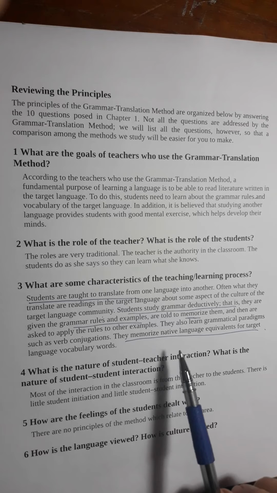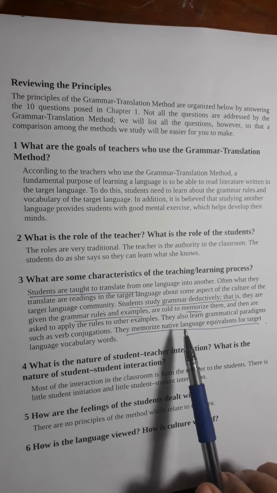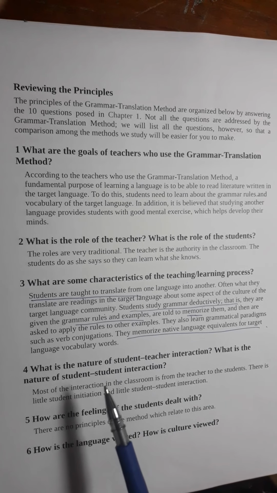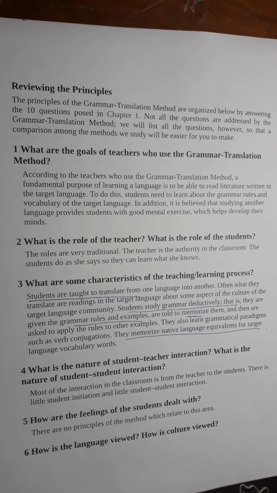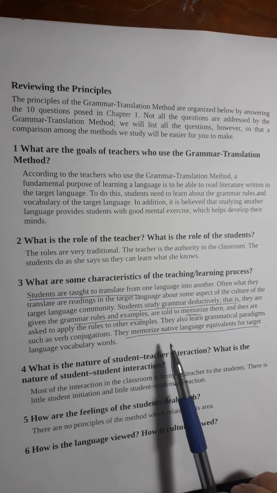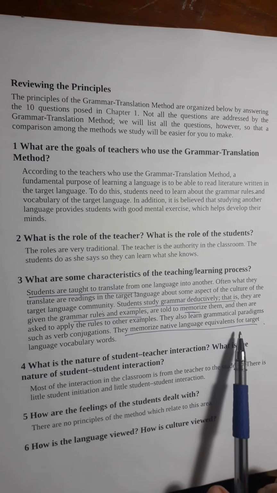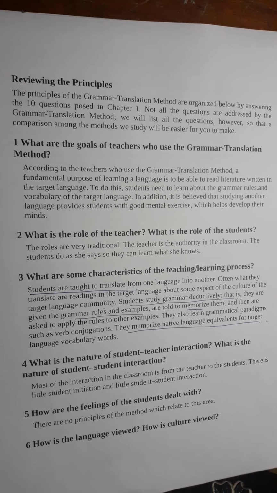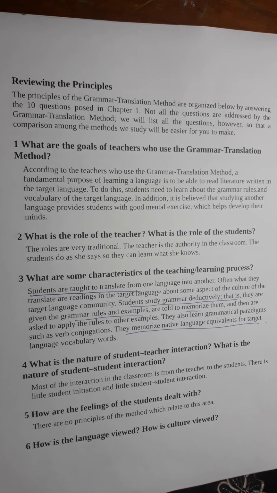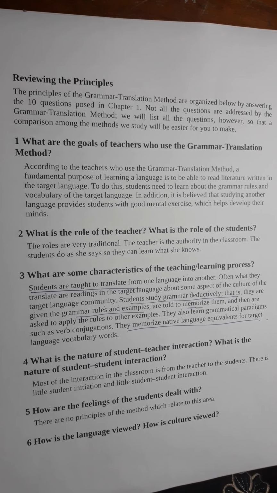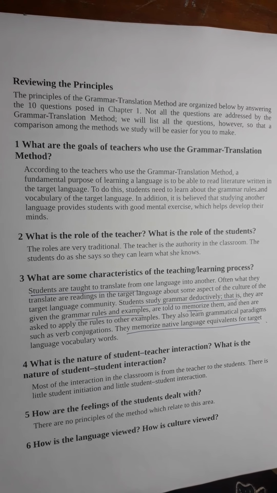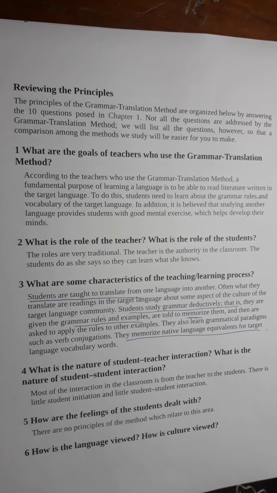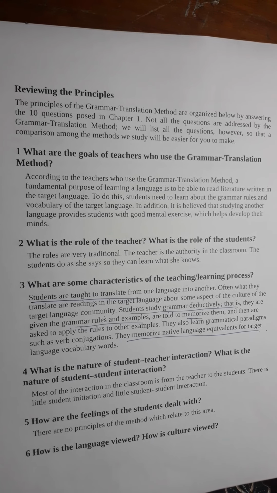Another important point is the idea of memorization of grammatical rules and memorization of vocabulary items, which includes the memorization of native language equivalents for target language vocabulary words. So these are the most important ideas in the characteristics of the teaching and learning process, which is done according to the grammar translation method.